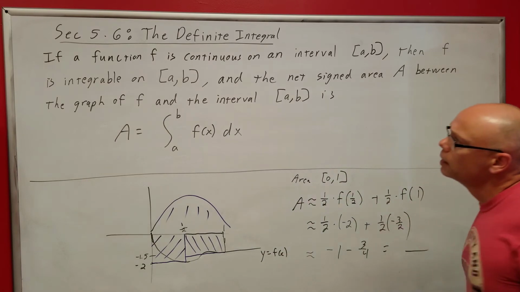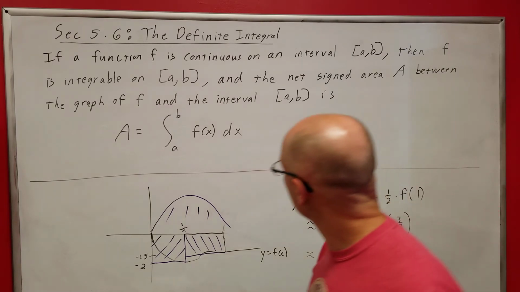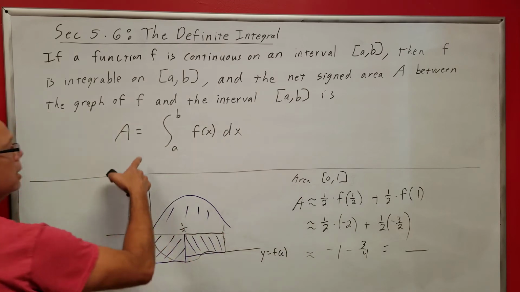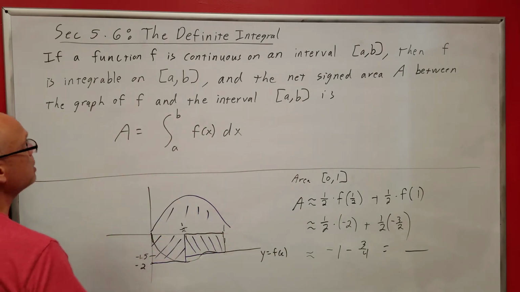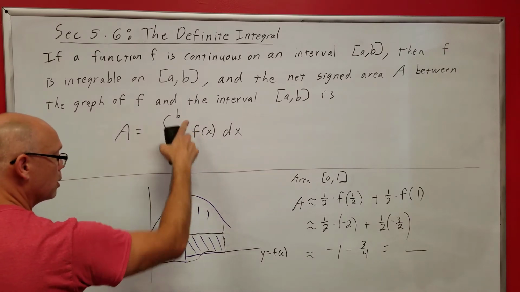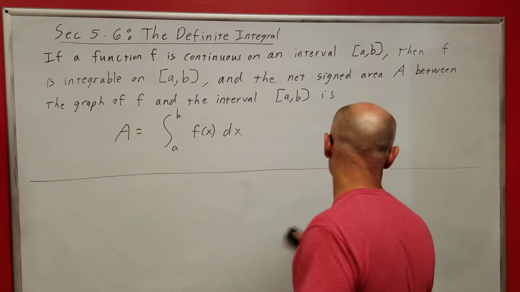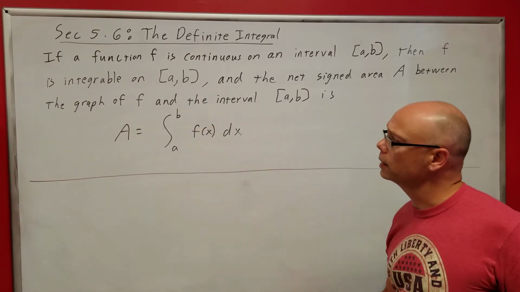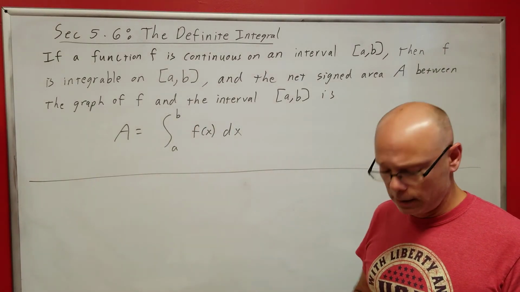What does this read? If a function f is continuous on the interval AB, then f is integrable on AB, and the net signed area A between the graph of f and the interval AB is given by the integral from A to B of f of x dx. And that's what we call a definite integral whenever we have these numbers here, or what we call our limits of integration. Okay, so what are they saying the net signed area is? Net signed area is given by this right here, okay?